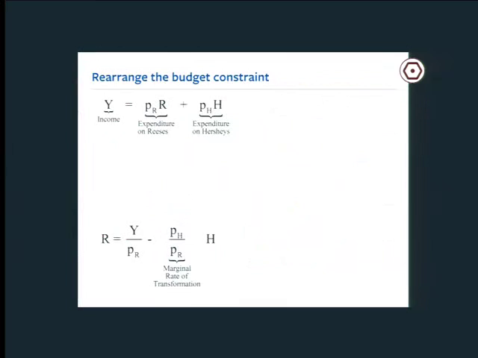Okay, there's something cool hidden in the budget constraint. So we all agree that this is the equation for the budget constraint. The total number of dollars of income you have adds up to the price of Reese's times the number of Reese's, and the price of Hershey's times the number of Hershey's. So expenditure on Reese's and expenditure on Hershey's have to add up to income.